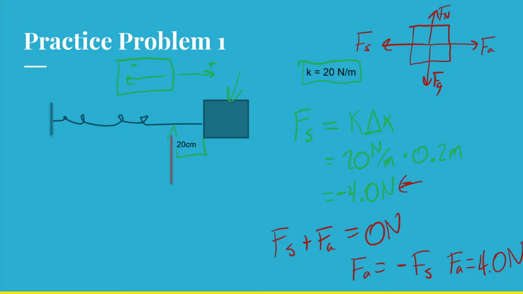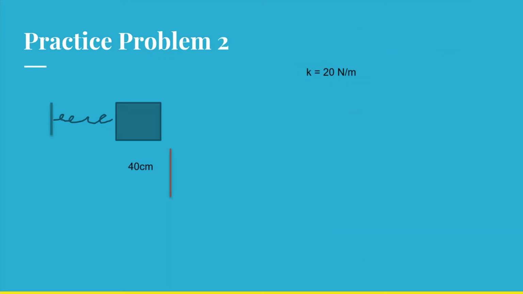Okay, so if it was pushing, it'd be minus k times negative d, and Fs would be positive. Yes, in fact, why don't we do that practice right here? Same setup as before. The spring is the same. The equilibrium point is the same. But this time I have pushed it 40 centimeters away from the equilibrium point.